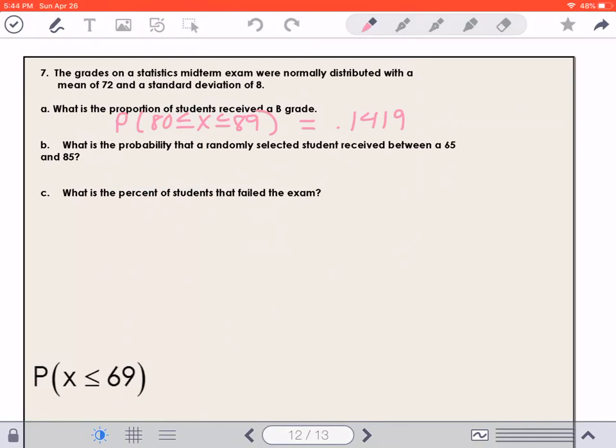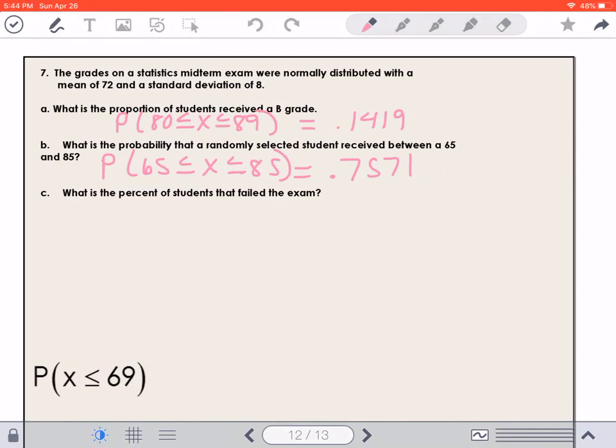Okay, 0.1419. All right, so next thing we want to do is look at B, right? What is the probability that a randomly selected student received between a 65 and an 85? So we're trying to figure out the probability that the student received between a 65 and an 85. Putting all of this into your calculator, what you should get out is 0.7571 as our probability.